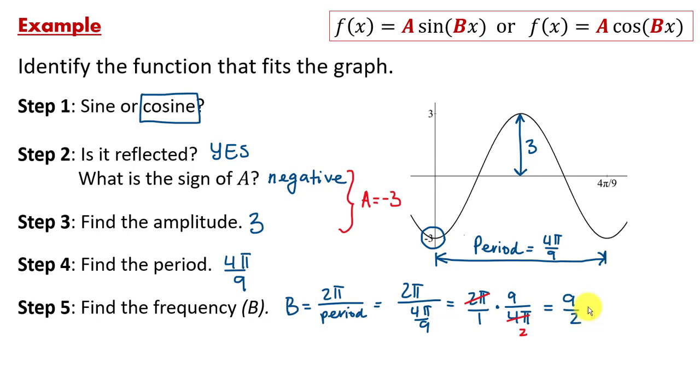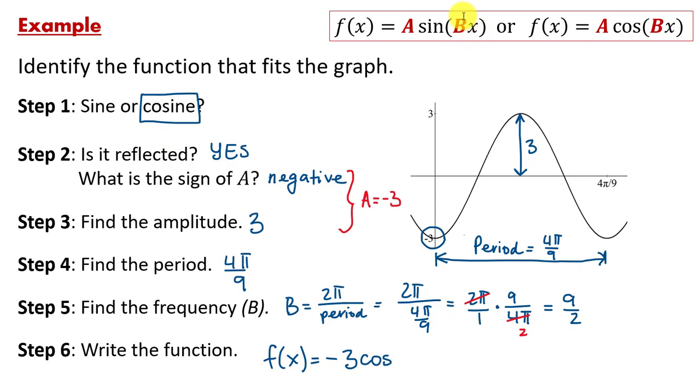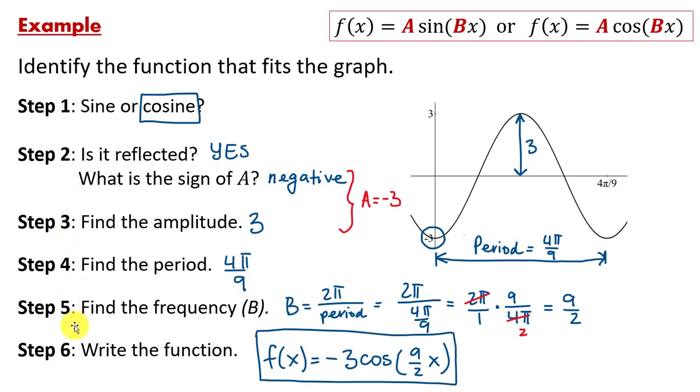Well, we're now ready to write down the function. That's going to be step 6. That's going to be f of x. Then, and I'm following this as the guideline, I have to state what a is. Well, we determined that a is negative 3. Negative 3. Then is it sine or cosine? Well, we determined that it's cosine. And then I have to put bx. We found that b is 9 over 2. So I'm writing 9 over 2x. So that's the function that describes the given graph. And these are the steps you take to determine the function.